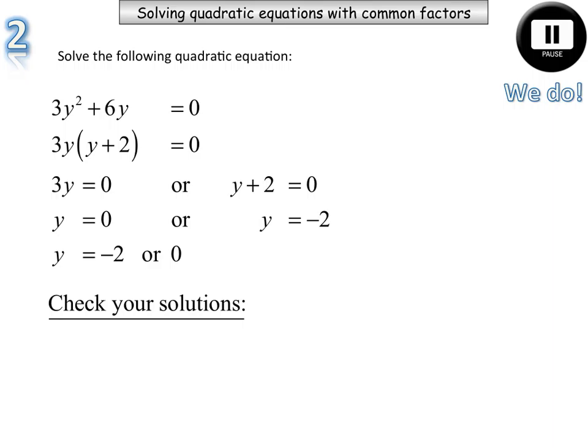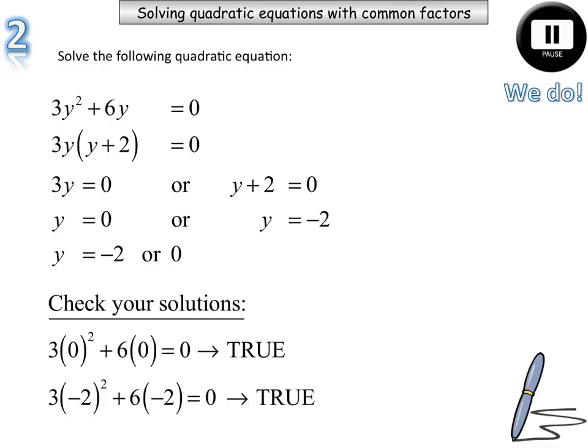Now again, let's just verify that these two are going to be correct. So checking our solutions, substitute 0 into our expression, and we end up getting 3 times 0 plus 6 times 0, that is 0, so that's true. Next one, negative 2: 3 times 4, so that's 12, plus 6 lots of negative 2, that's negative 12. 12 take away 12 is 0, so that is true. So here are our two solutions.